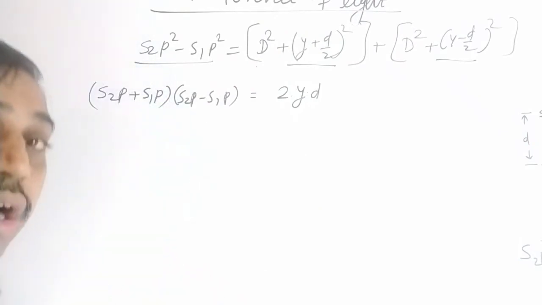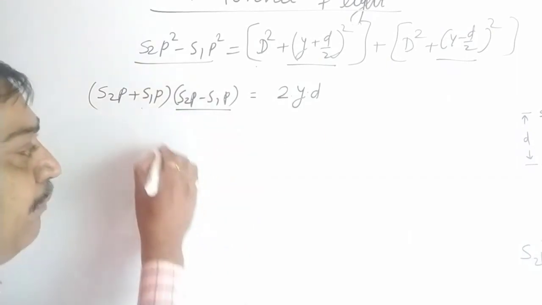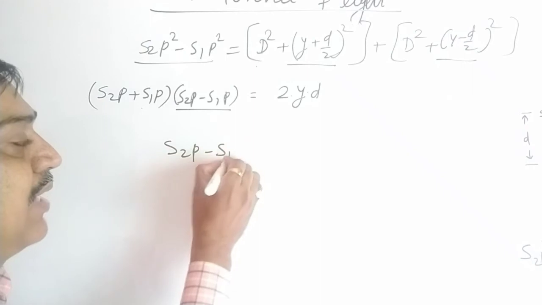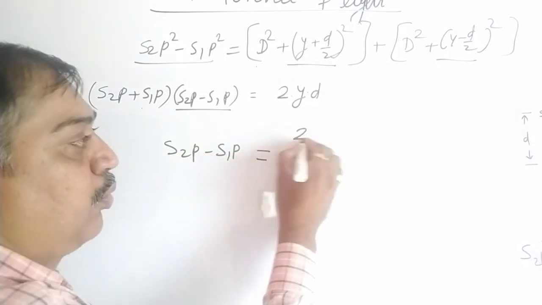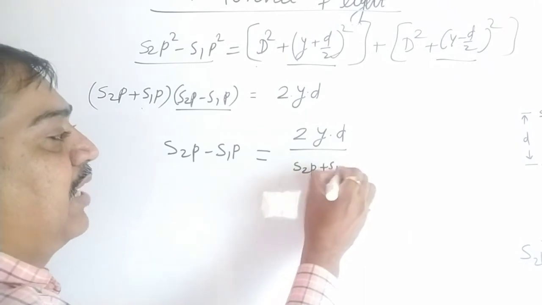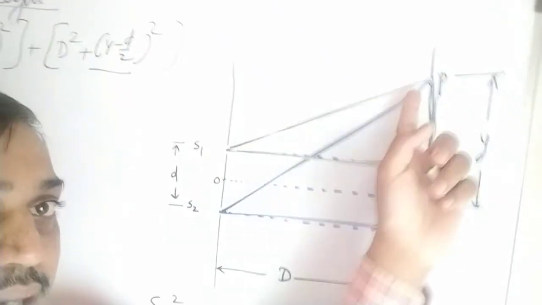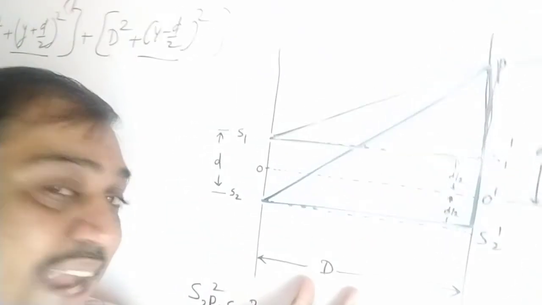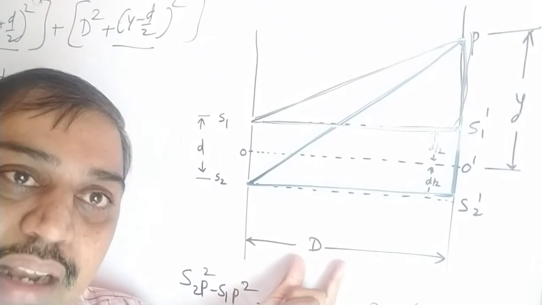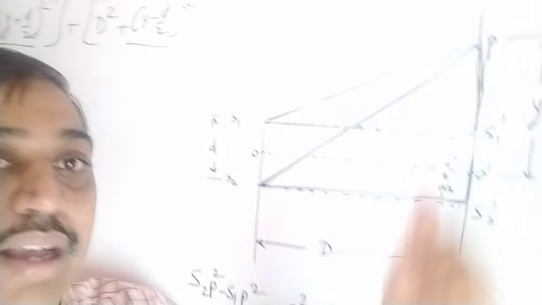What is our aim? We want the path difference S2P minus S1P, so move this to that side. We can write S2P minus S1P equals 2y into d divided by S2P plus S1P. Now S2P and S1P are hypotenuses, so they must be greater than d actually. But up to first approximation, let us assume S2P is approximately d and S1P is again approximately d.